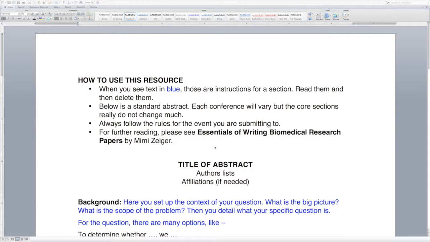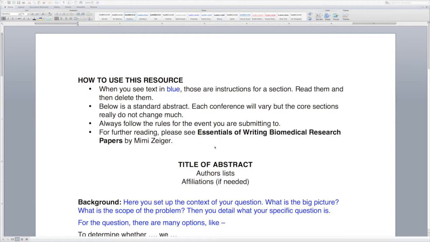So in the text that we're going to use today, if you see blue text, those are instructions and comments about a section. You wouldn't actually use those. You want to use the stuff more in black standard font that you'll see. We're going to do a basic standard abstract.